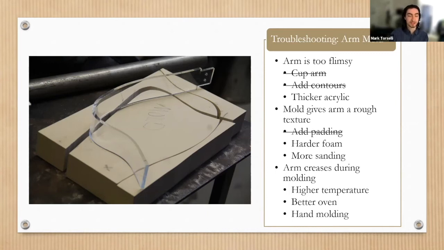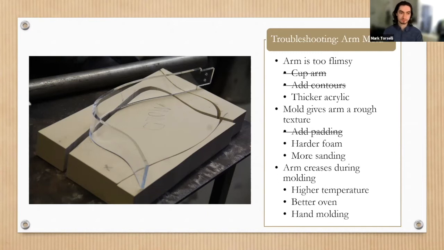Then we tried adding different contours to the arm, again to try to add rigidity, and that just didn't work out at all. So the solution we ended up with was just getting thicker acrylic. It was a little more expensive, but it was easier to mold with, and it held its shape a lot better. The next problem we had was the mold giving the arm a rough texture.